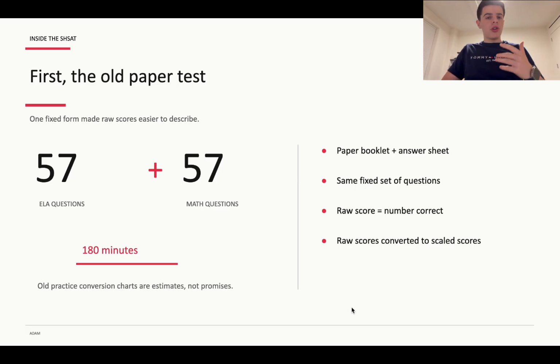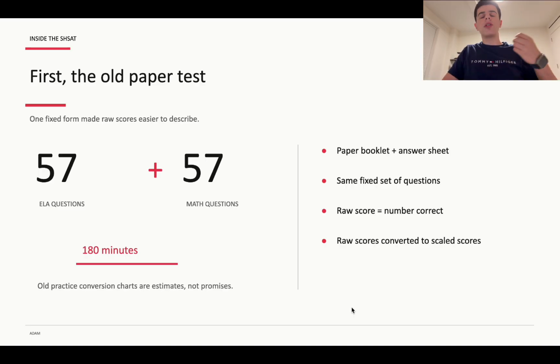Okay, so first, let's just quickly talk about the old practice test. The reason this is relevant is because most of the material out there right now, most of the practice problems you're going to come across, were used for these old tests. They were built for this paper test, which had 57 ELA questions and 57 math questions. And you took it on paper, so regardless of how you did on a question, you'd get the same next question afterwards.